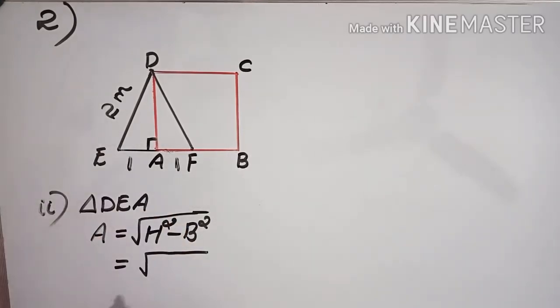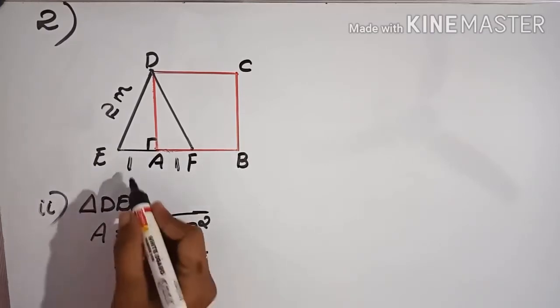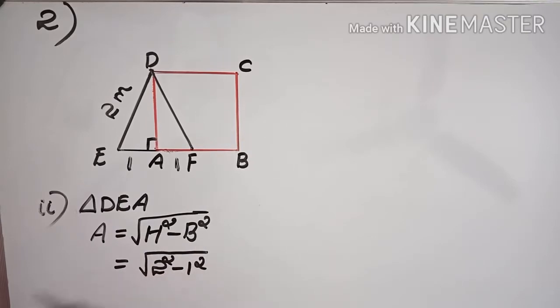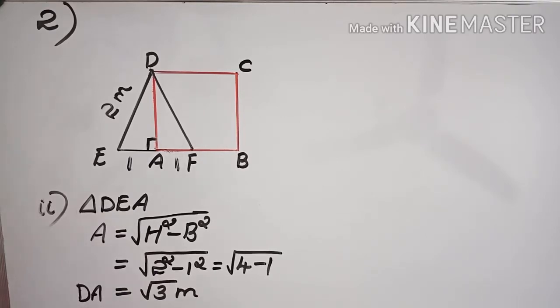Hypotenuse we know it is 2. So 2 square minus base, which is 1, so 1 square. 2 square is 4, 4 minus 1. So the answer is root 3 meter. Okay, so the altitude is altitude DA. Altitude DA equal to root 3 meter is the answer.